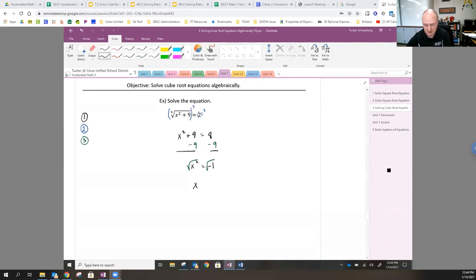So we get x is equal to plus or minus the square root of negative 1, which you should recognize as i. That is the definition of i, imaginary. So plus or minus 1i. Both of these are going to be extraneous. So no solution.